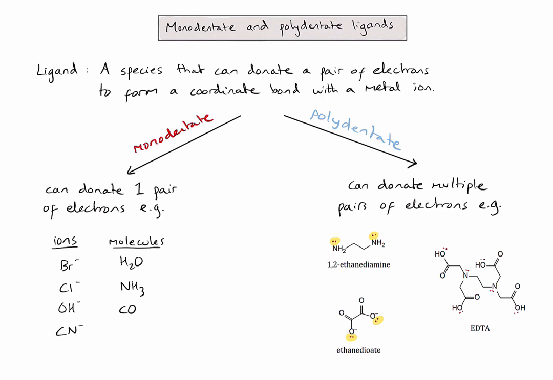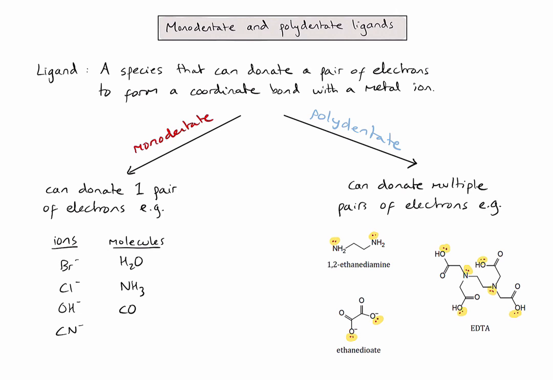For the larger species on the right, we call it EDTA. You might notice it has 6 pairs of electrons that it can donate. And as well as being polydentate, we could describe it as hexadentate to be specific to the number of pairs of electrons that it can use.